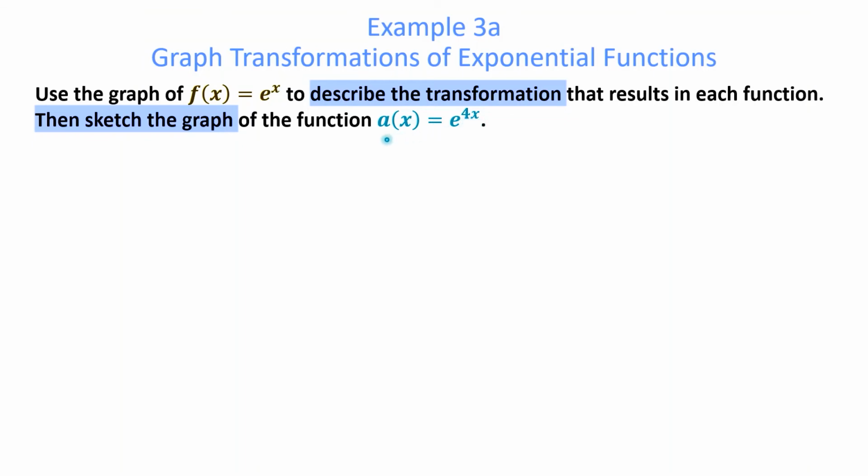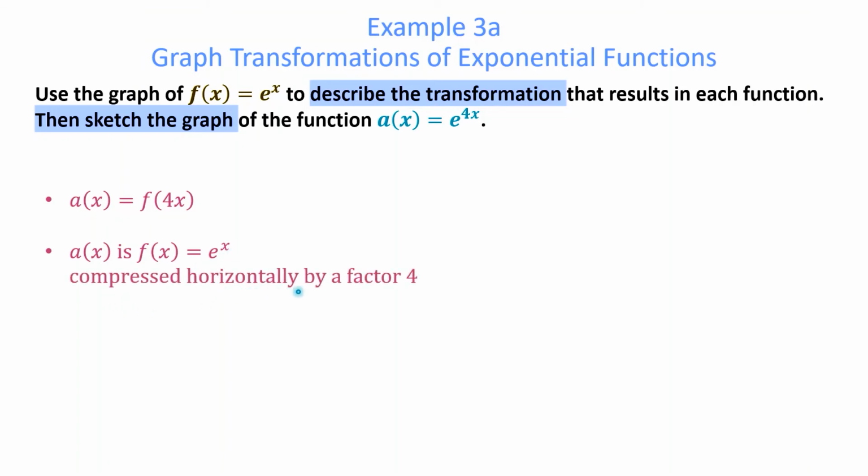So what we can do is rewrite a of x like so. a of x is equal to f of 4x. So we've substituted the x with the 4x, and this form will help us when we're trying to describe the transformation. So a of x, the graph is essentially the same as e to the power of x. However, it's compressed horizontally by a factor of 4. So it's within the brackets, so it'll affect the x-axis, and because there's a 4 there, it compresses horizontally by a factor of 4.